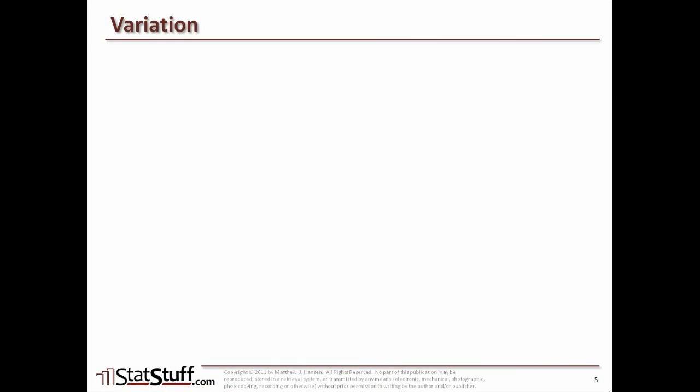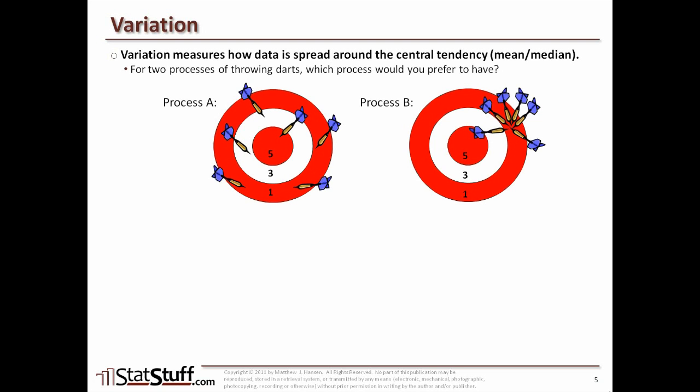Another key concept of interpreting distributions is variation or spread. Variation measures how far our data is spread out around the central tendency, which again could be the mean or median that we're using. So let's say we have two processes that we're trying to run.